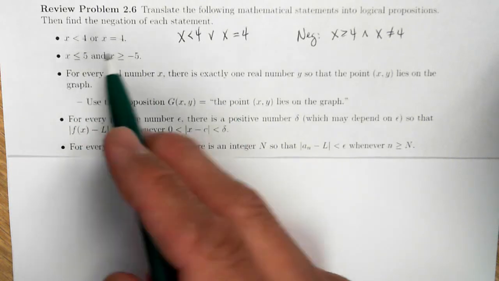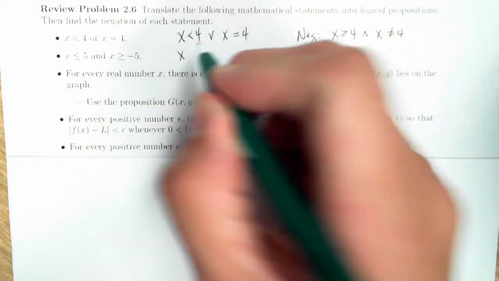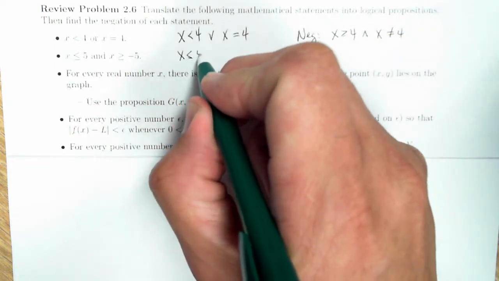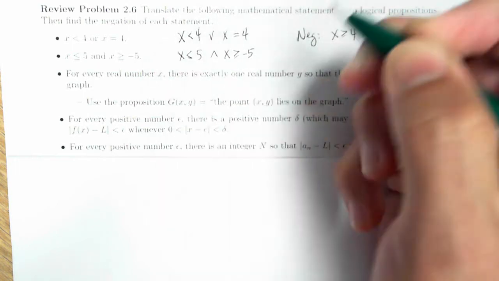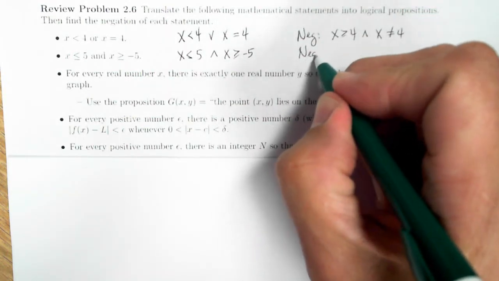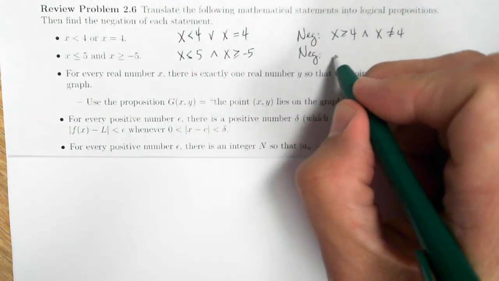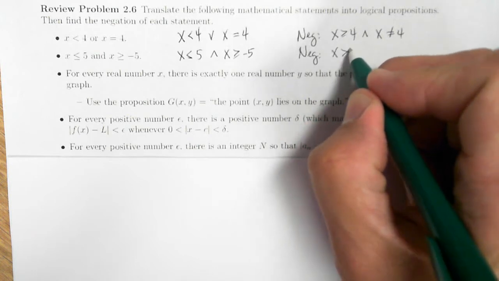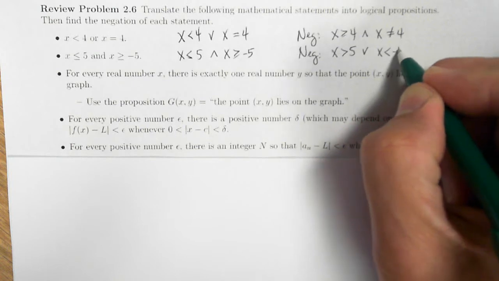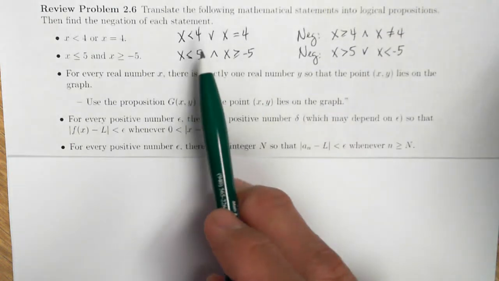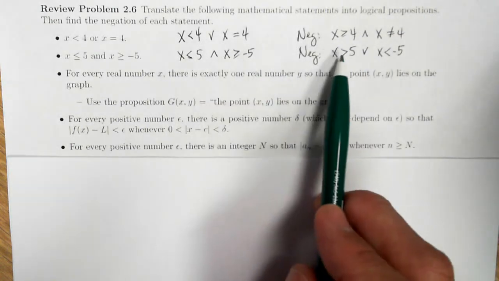For this next one, clearly, to change that into a logical statement, that'd be x is less than or equal to 5, and x is greater than or equal to negative 5. The negation will be that x is greater than 5, or that x is less than negative 5. So take the negation of each, and then the and becomes an or.